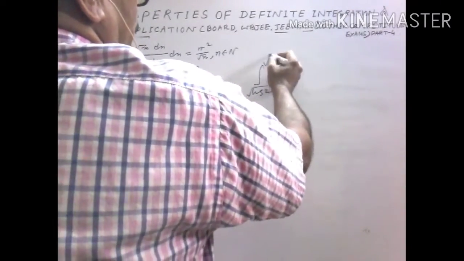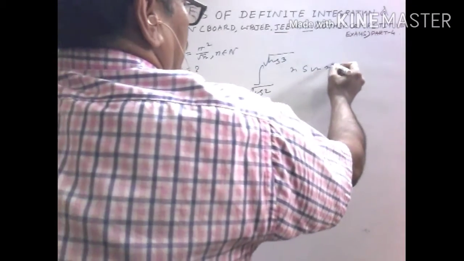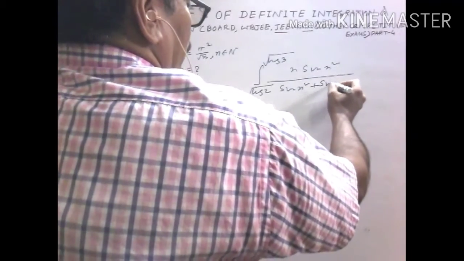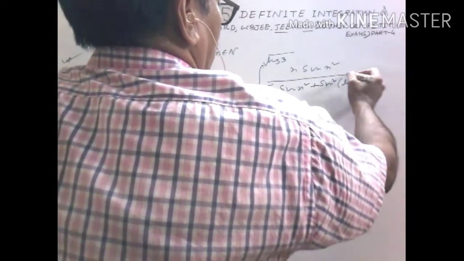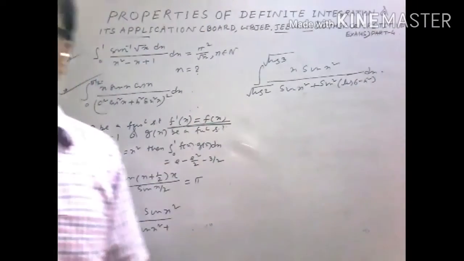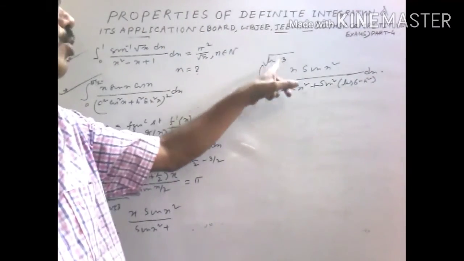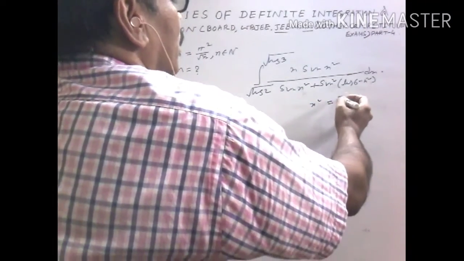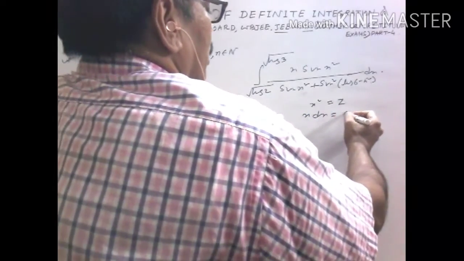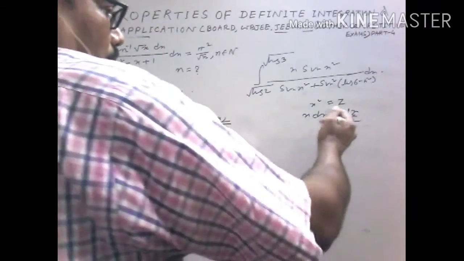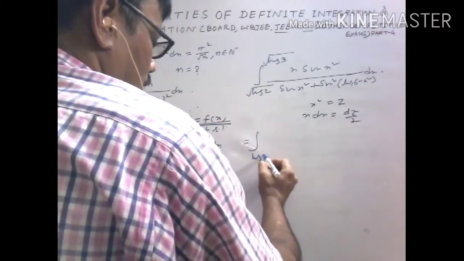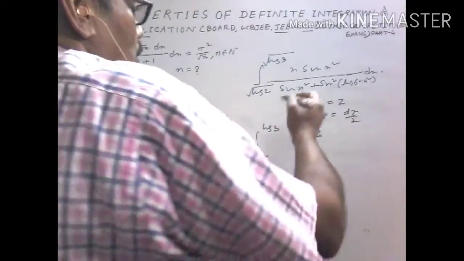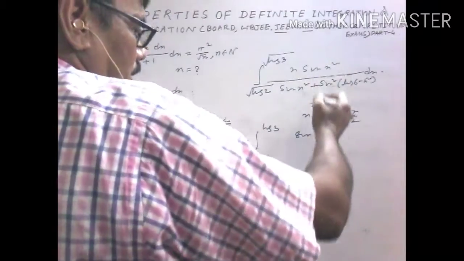Log 2 to root over log 3, x sin x square by sin x square plus sin of log 6 minus x square dx. So here, integration in terms of limit of integration. So the transformation is x square equals to z. So what is x dx? dz by 2. Now look, this limit in terms of z is log 2 to log 3. So sin z. So look, the problem will be like that.